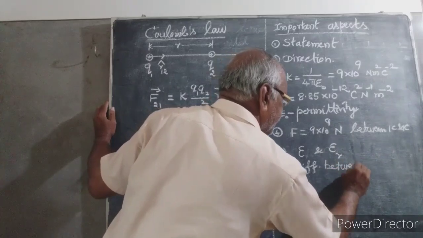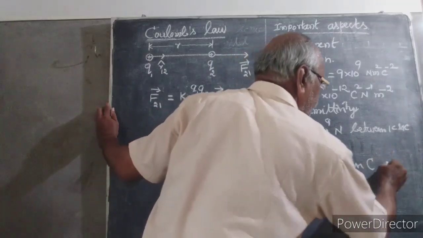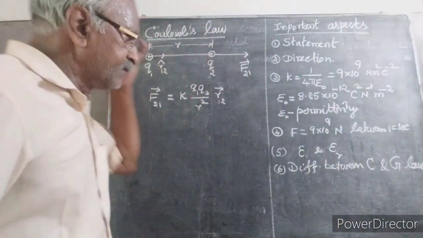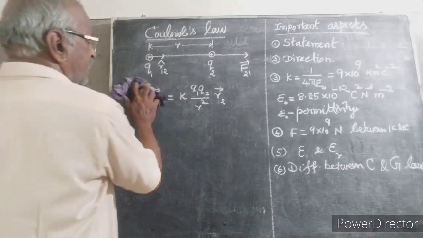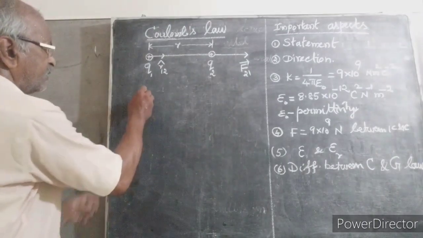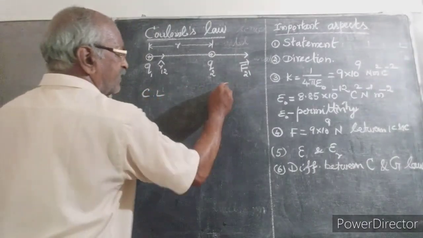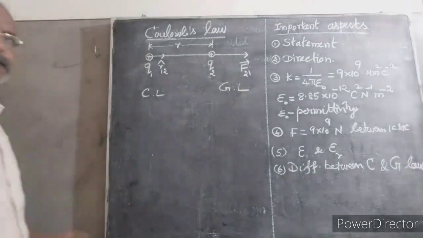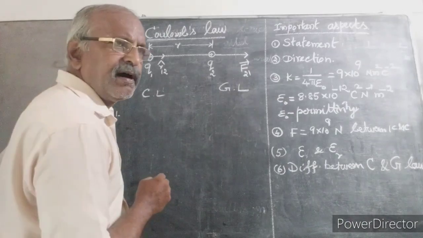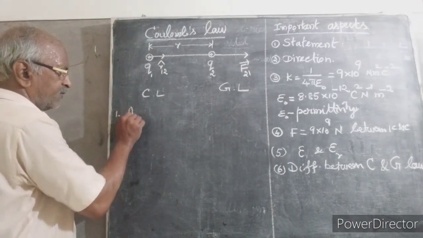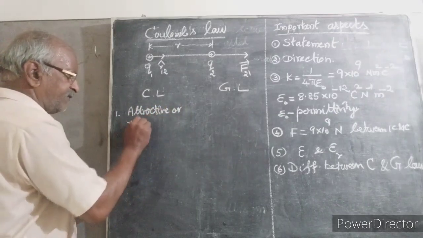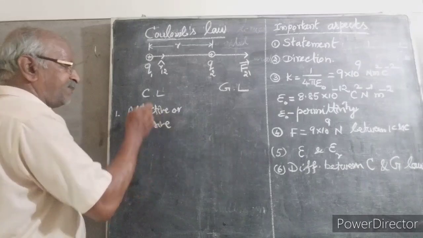Difference between Coulomb's law and gravitational law. I can tabulate the difference. Coulomb's law, gravitational law. The first difference is the force between the charges may either be attractive or repulsive, depending on the nature of the charges.